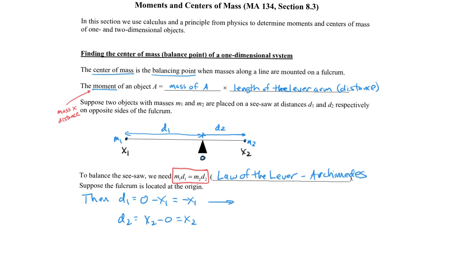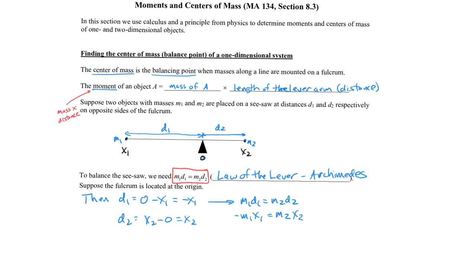Using the law of the lever, mass 1 times distance 1 equals mass 2 times distance 2. Some people call this the law of the lever, but I think it's the law of the lever. If we plug this in, mass 1 times distance 1, where distance 1 is negative x sub 1, gives us negative m sub 1 x sub 1. I multiply those together so I get a negative out here. And that will be equal to m sub 2 times d sub 2, and d sub 2 is just x sub 2.